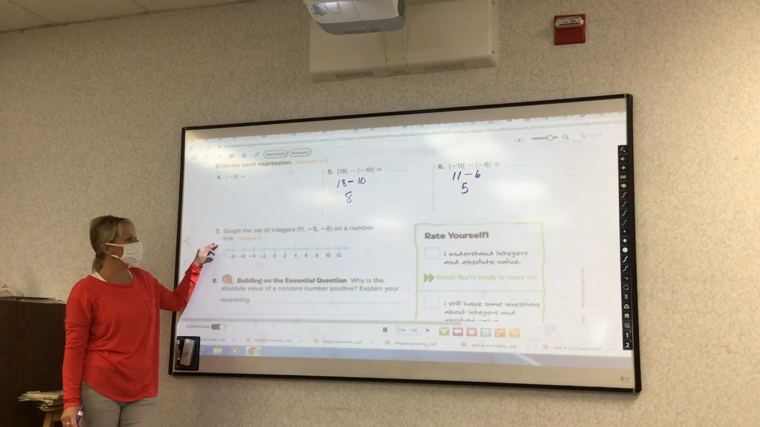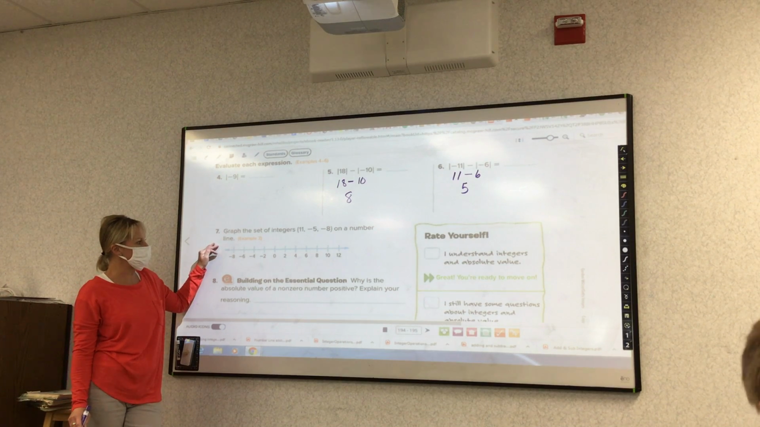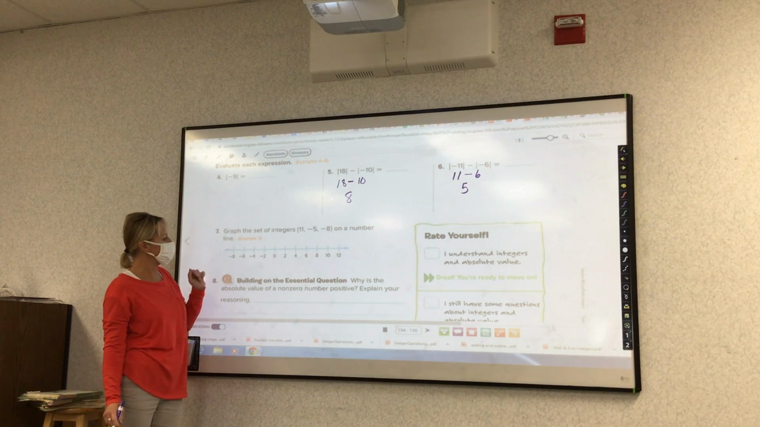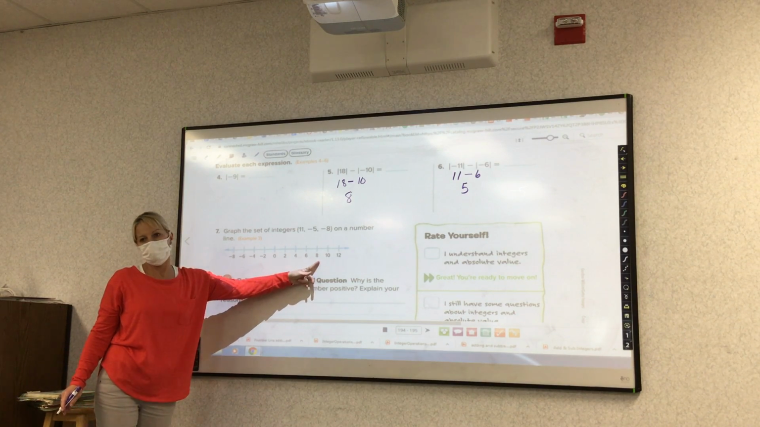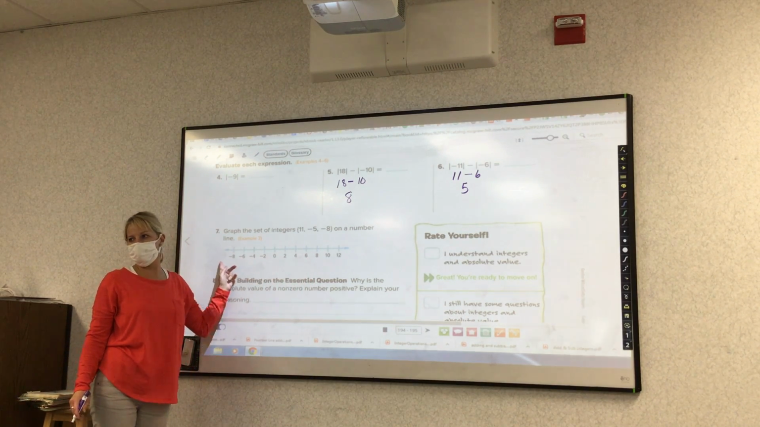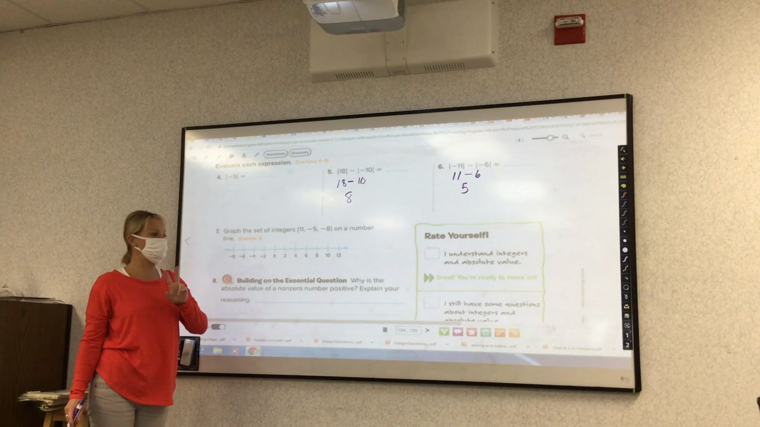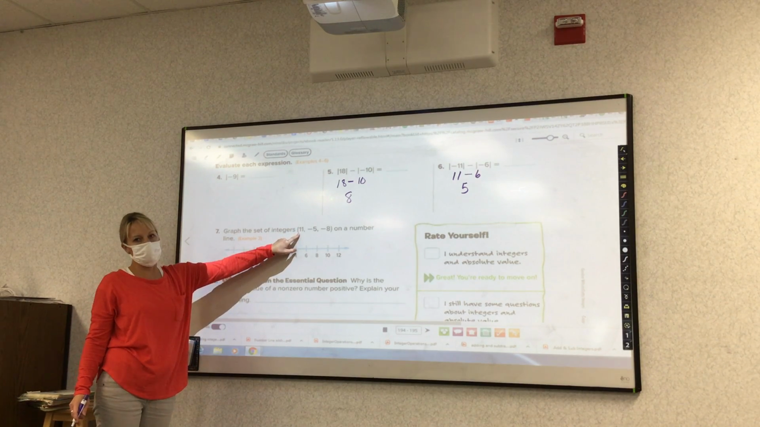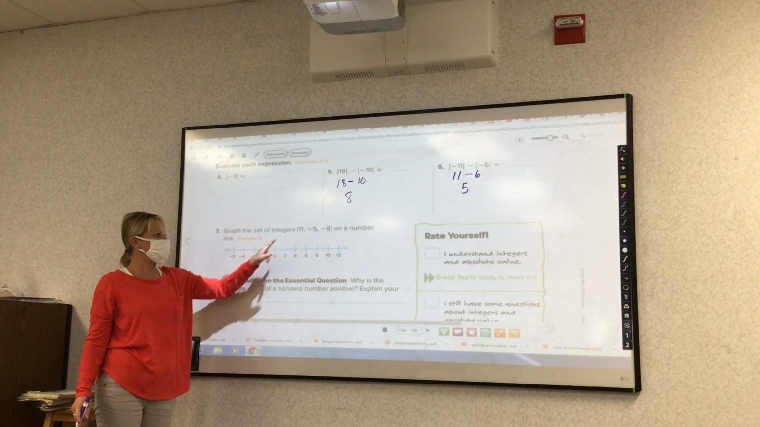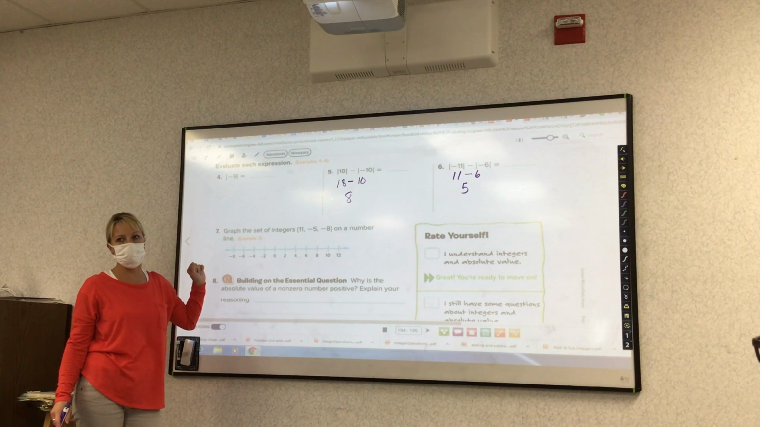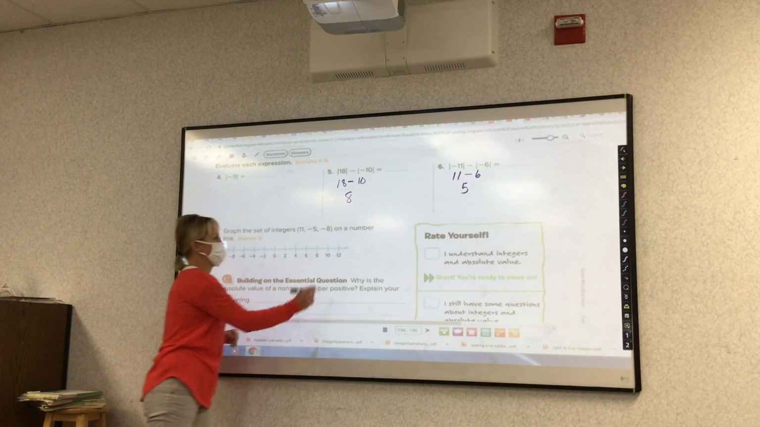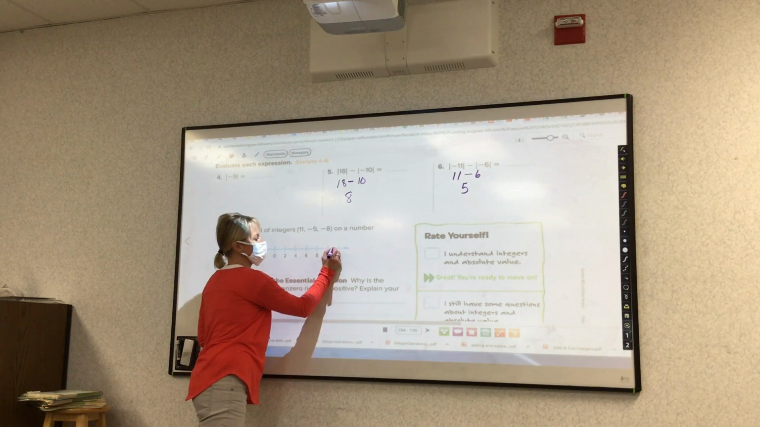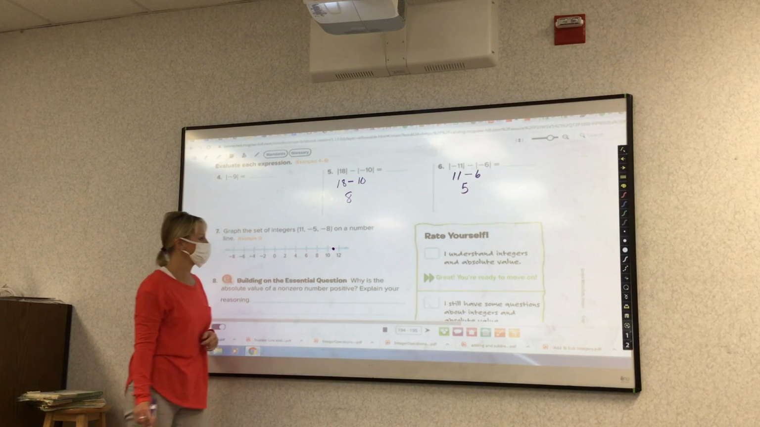Graph the set of integers 11, negative 5, negative 8 on a number line. Check out our number line. We are going in increments of 2. But I have an 11. So where am I going to place my 11 on my number line, Carter? Halfway between 10 and 12. I'm going to put my dot right there.